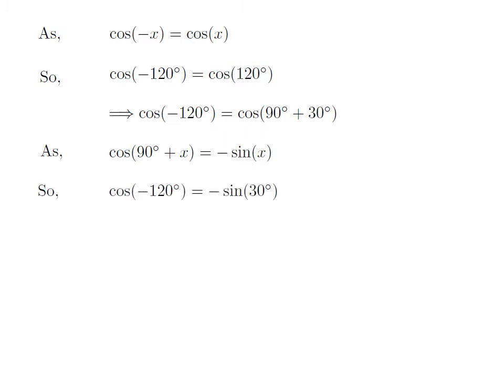Let us apply the above identity for cosine of 90 degree plus 30 degree. Here x is 30 degree. So cosine of minus 120 degree is equal to minus sine of 30 degree. We know the value of sine of 30 degree is half. So we get the value of cosine of minus 120 degree is equal to minus half.